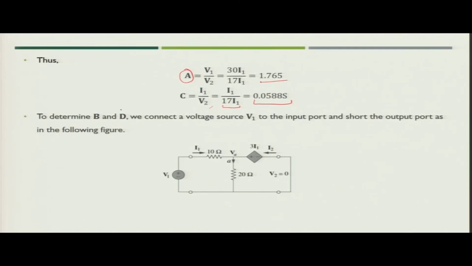Now, we have found the value of A and C. Next we need to find out the value of B and D. So, for that what we have to do? We have to short circuit the output port and apply a voltage V1 in the input port and solve the equations.